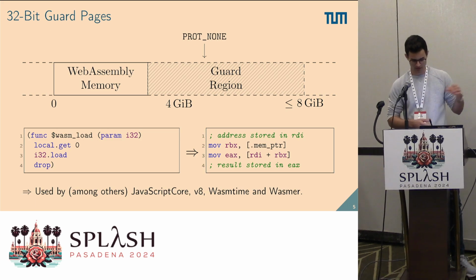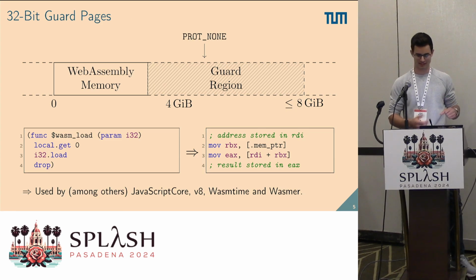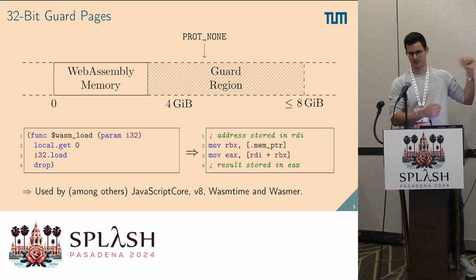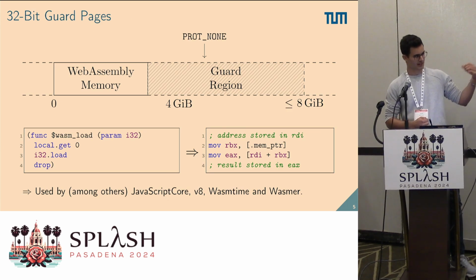And then we just say, okay, every page that is not accessible via WebAssembly, we just protect this. So on Linux, for example, we do an mprotect with prot none. So every access to that memory will just fail and raise an exception. Pretty straightforward, as you can see.